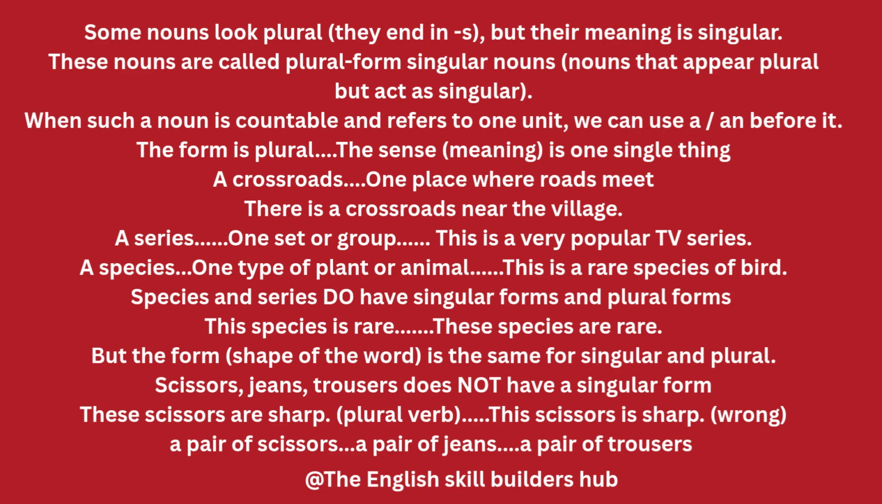Species and series have singular forms and plural forms. So we can say this species is rare, these species are rare. But the form or shape of the word is the same for singular and plural. Example, scissors, jeans, trousers do not have a singular form. These scissors are sharp. This is the plural verb. These scissors is sharp. It is wrong. If we want to use articles for scissors, jeans, trousers, we should use a pair of scissors, a pair of jeans, a pair of trousers.